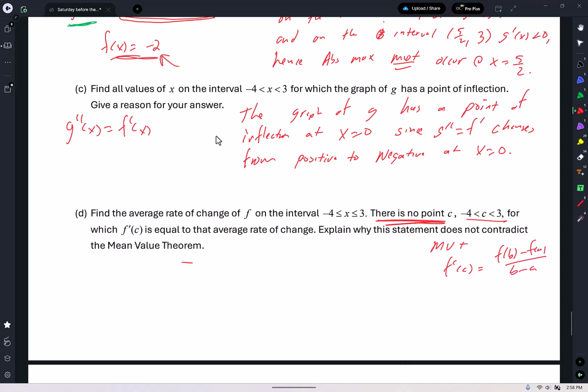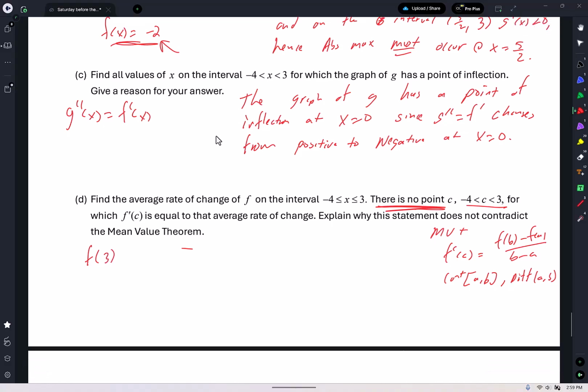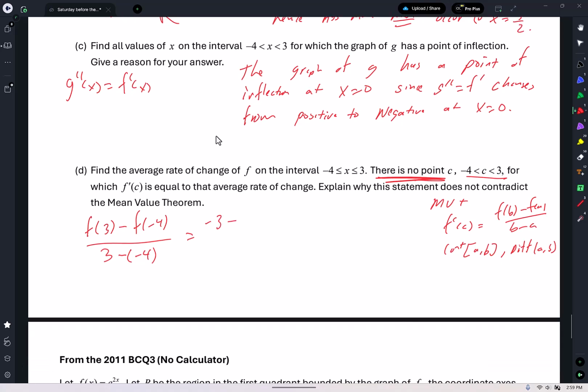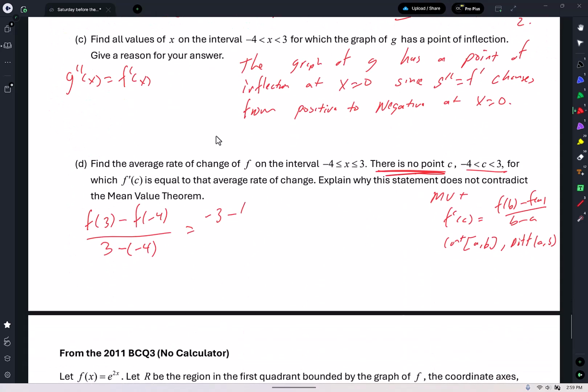And you have to be continuous on the closed interval and differentiable on the open. So first let's find the average rate of change, right? So f of 3 minus f of negative 4 over 3 minus negative 4. So f of 3 is negative 3 minus f of negative 4 is negative 1, over 3 plus 4, which is 7. 3 minus negative 1, so plus 1, so negative 2. So there's my average rate of change.